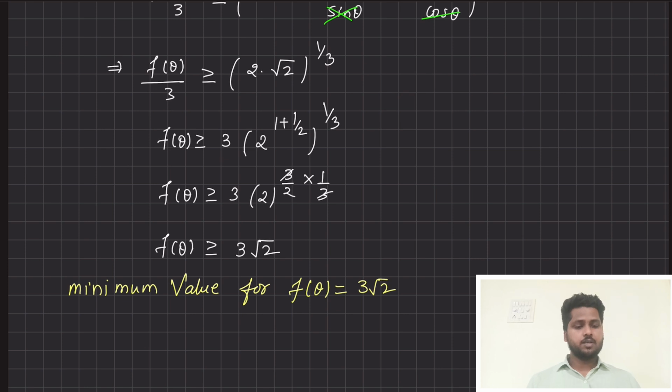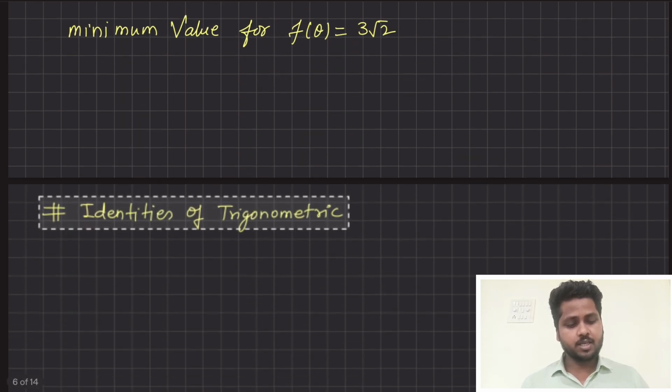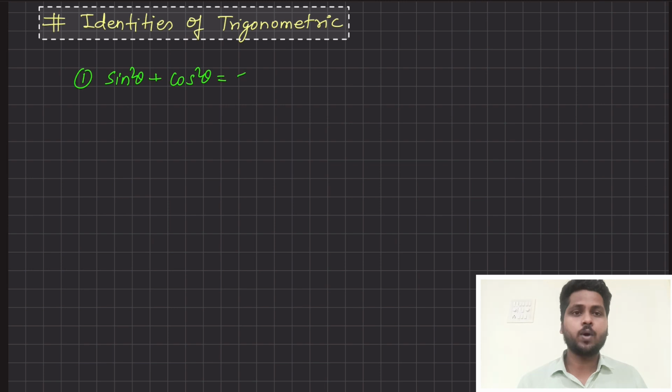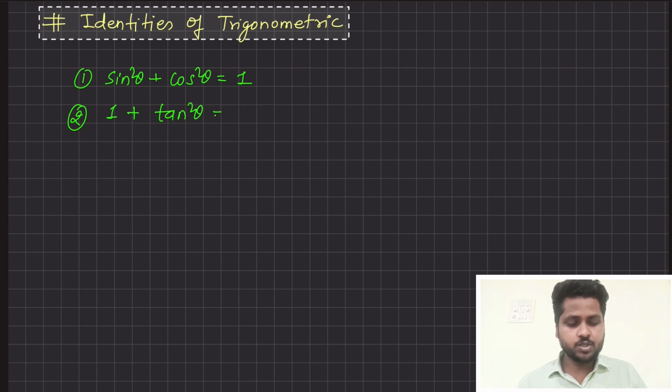Understanding? Okay, let us come, students, to the new topic, that is identity of trigonometrics. In class 10th you have already completed the identities in trigonometry. Basically they are: sine square theta plus cos square theta is equal to 1, it is the first identity. Second identity is 1 plus tan square theta is equal to secant square theta. Third identity is 1 plus cot square theta is equal to cosec square theta.